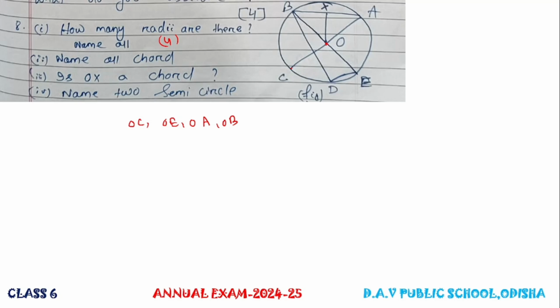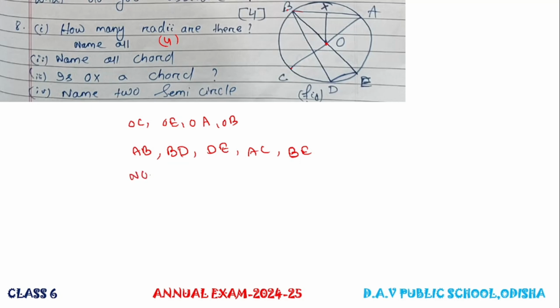Name all chords. So first chord is AB. Second one is BD and DE. Then AC, because diameter is also a chord. Then BE. These are all the chords. Is OX a chord? No. So the answer is no.